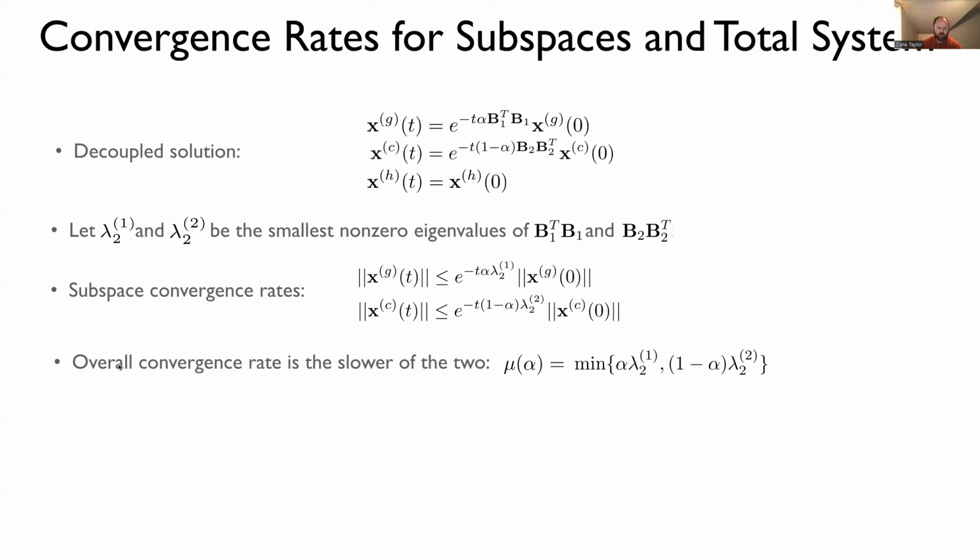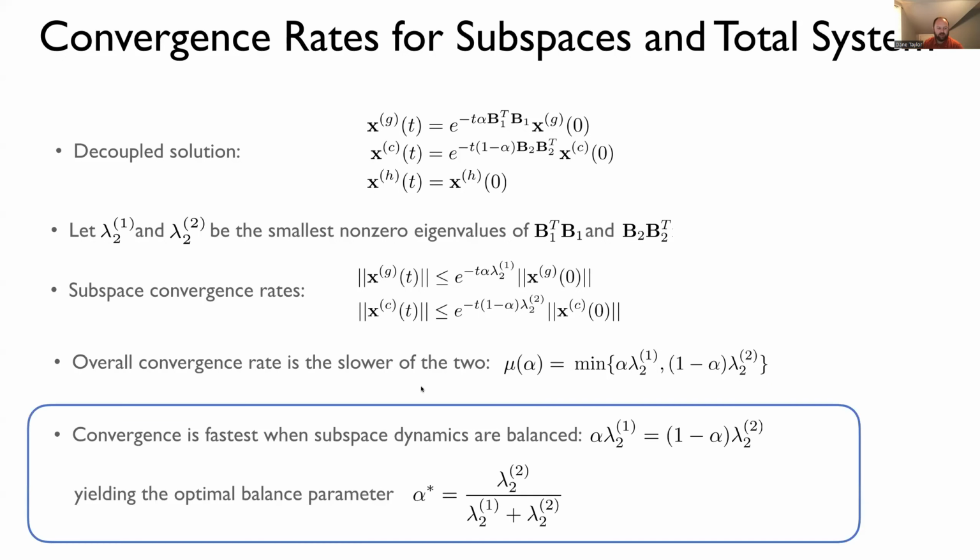And then the overall convergence rate is just kind of the slower of those 2 subspace dynamics. So that lets us optimize the coupling. And so we set the convergence rate to be the same for those 2 subspaces, which lets us find alpha star. And so this is the optimal balancing parameter where convergence is the fastest.